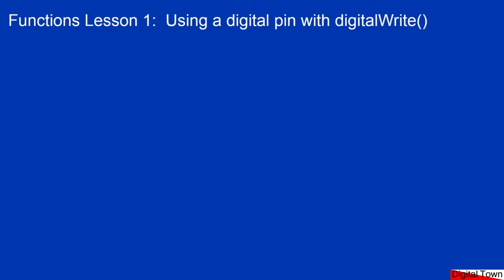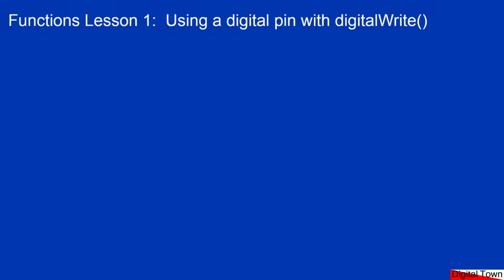Well, welcome to Functions Lesson 1 in the C++ tutorial. Up until now, the lessons have mainly used the serial print to just display information to the serial monitor, and we've used that to learn to understand the basics of mathematics and different control structures. And now, finally, we're going to get to that bit where we turn the lights on, and quite literally, we're going to learn to use a digital pin and use digitalWrite to control that pin.